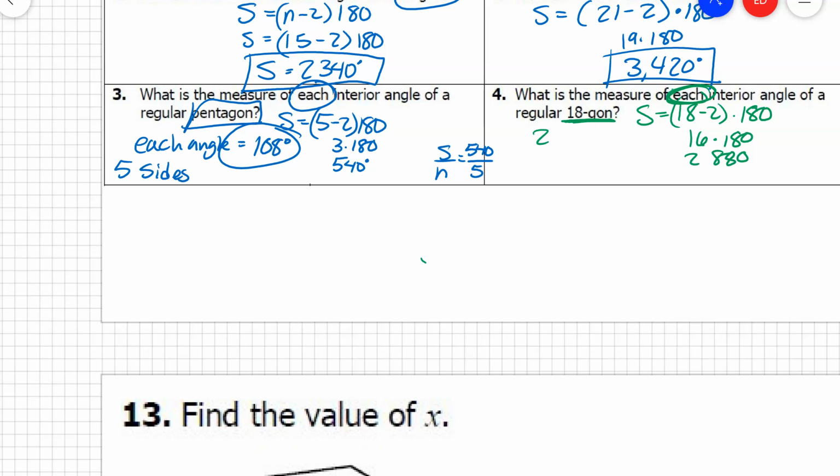angles. So we're going to take the interior angle sum and then divide by the number of sides. So that's 2,880 divided by the number of sides, which is 18. Which is going to give us 160 degrees. So one angle measure is 160 degrees for this 18-agon. Alright, so that concludes the practice for that. Let's go ahead and take a look at exterior angles.